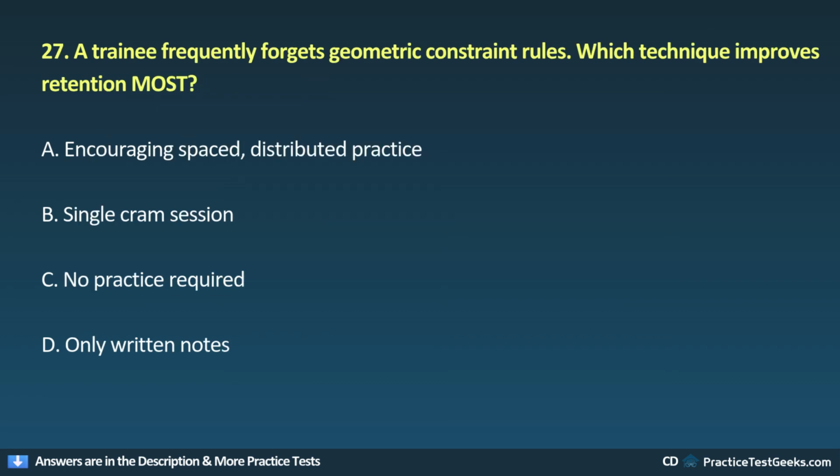27. A trainee frequently forgets geometric constraint rules. Which technique improves retention most? A. Encouraging spaced, distributed practice. B. Single cram session. C. No practice required. D. Only written notes.